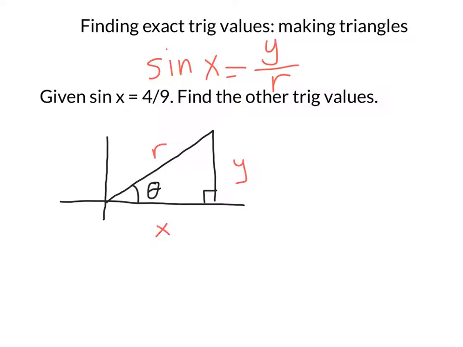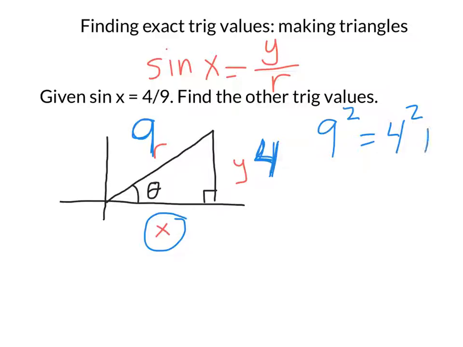So if we know that the sine is 4 over 9, we know right away that the y side is 4 units and that the radius is going to be 9 units. Every trig fraction tells us 2 of the 3 sides of our triangle. So if we're going to find the other trig values, we have to first figure out what this x length is. To do that, we apply the Pythagorean Theorem. 9 squared equals 4 squared plus x squared.